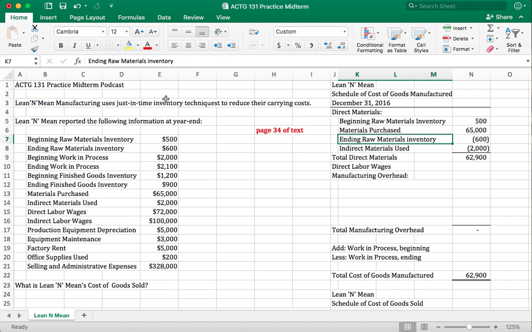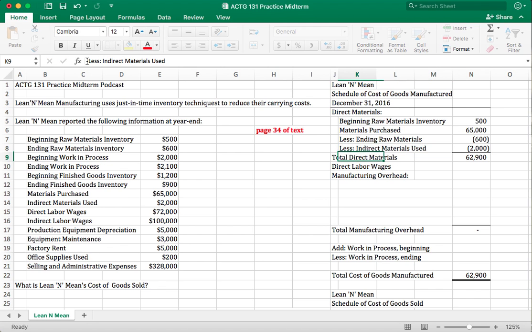So why don't I do this for you? Why don't I type this in to help you remember. Okay, so now we have total direct materials. Our direct labor wages is one amount, and it's located right here. And the next piece is adding all the manufacturing overhead.